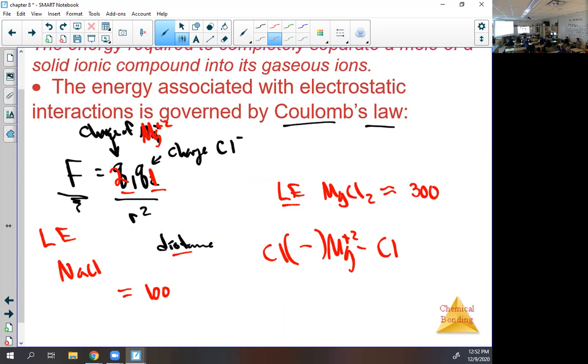So lattice energy depends on the charge of the ions involved, and it will depend on the size of the ions involved. So let me ask you this. The lattice energy of KCl, tell your partner if you think it's bigger, higher or lower than 100.